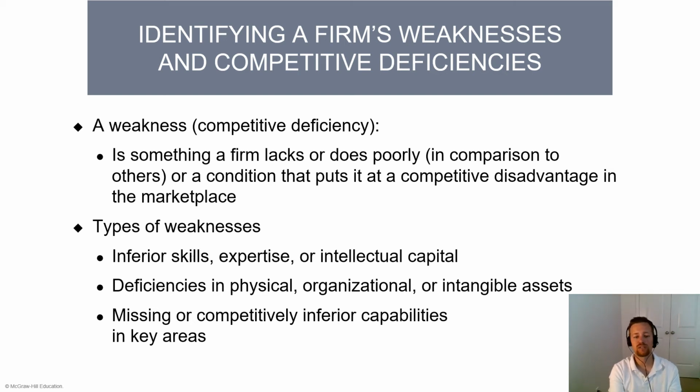Some other types of weaknesses are inferior skills, expertise, or intellectual capital. You just don't have the know-how. You may have deficiencies in your physical location or the type of building that you have or your address. You may have organizational deficiencies. You're not well run, you're not well managed, and you know it. Even as a small business owner, don't be afraid to put that. I'm not good at managing my resources, or I'm not good at managing my people. You've got to be honest with yourself. Or intangible assets, and those are things like brand, things like the human capital of your workers.